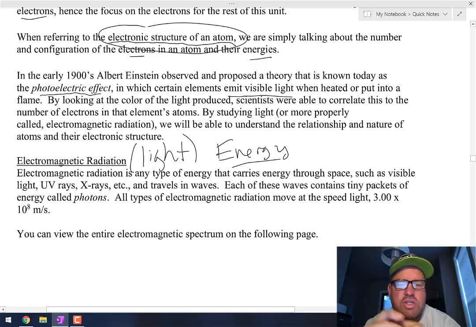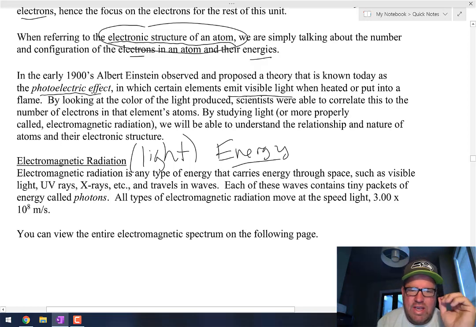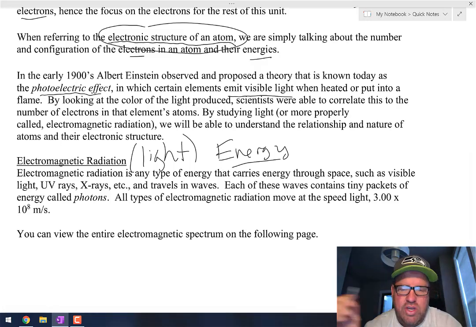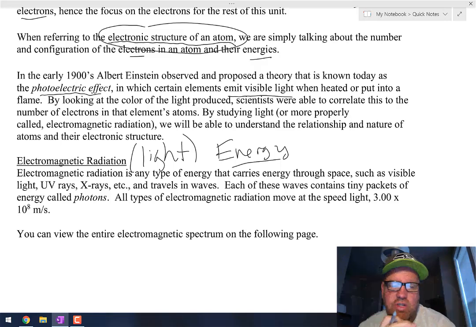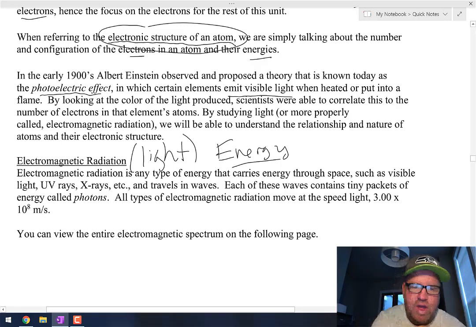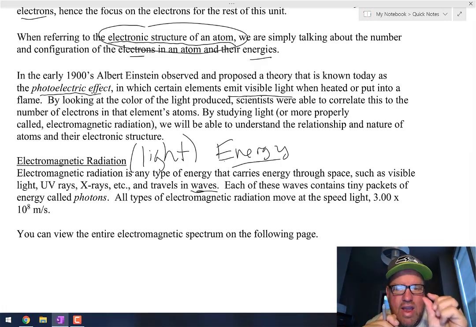Okay, so electromagnetic radiation is any type of energy that carries energy through space, such as visible light, ultraviolet light, which are the dangerous ones from the sun. Even when you go to get an x-ray, all of these different types of light or energy travel through space, and they travel in what are called waves, just like the waves of the ocean that go up and down. Each of these waves contains tiny little packets of energy that are called photons.